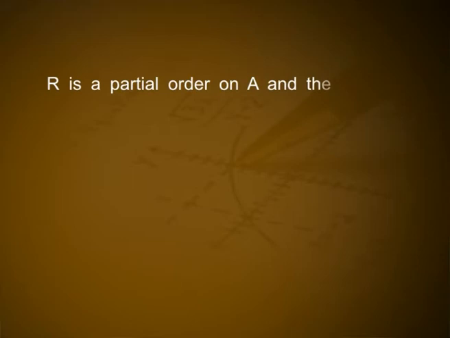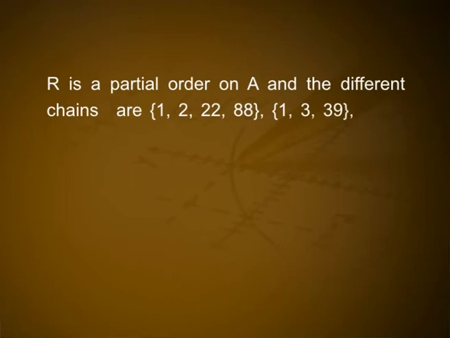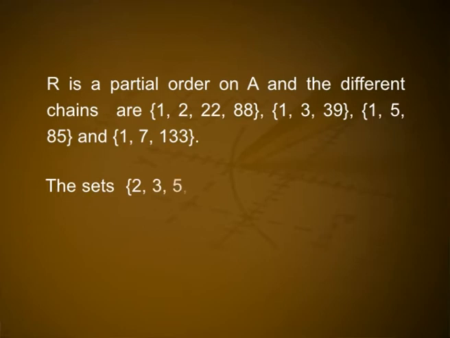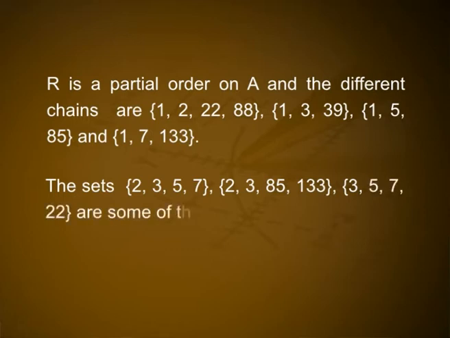Then R is a partial order on A, and the different chains are the sets {1, 2, 22, 88}, {1, 3, 39}, {1, 5, 85} and {1, 7, 133}. Here the sets {2, 3, 5, 7}, {2, 3, 85, 133} and {3, 5, 7, 22} are some of the anti-chains.